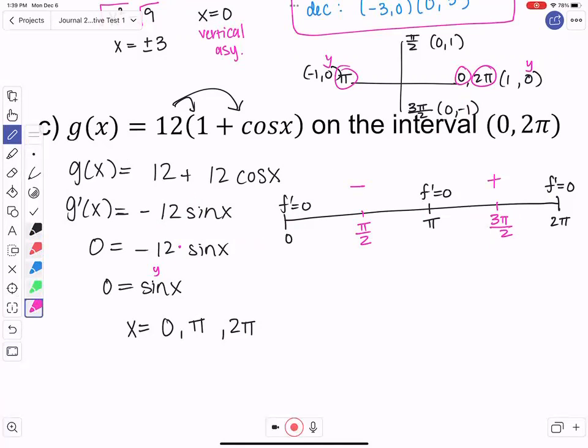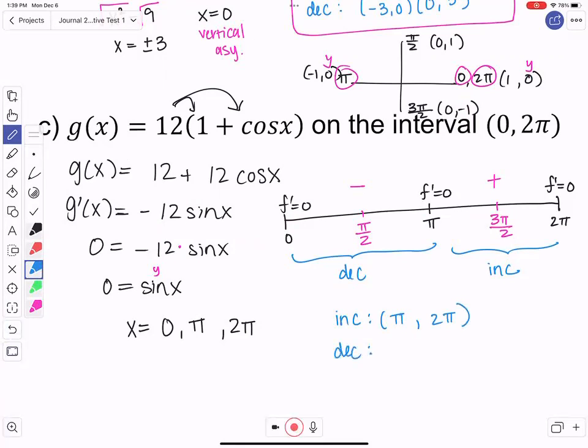Okay. So I know that this side is increasing. Oh, sorry, decreasing. My bad. I knew I was going to mess up somewhere. And then this one's increasing. So I'm going to write in my interval. So this is increasing between pi and 2 pi and decreasing between 0 and pi.